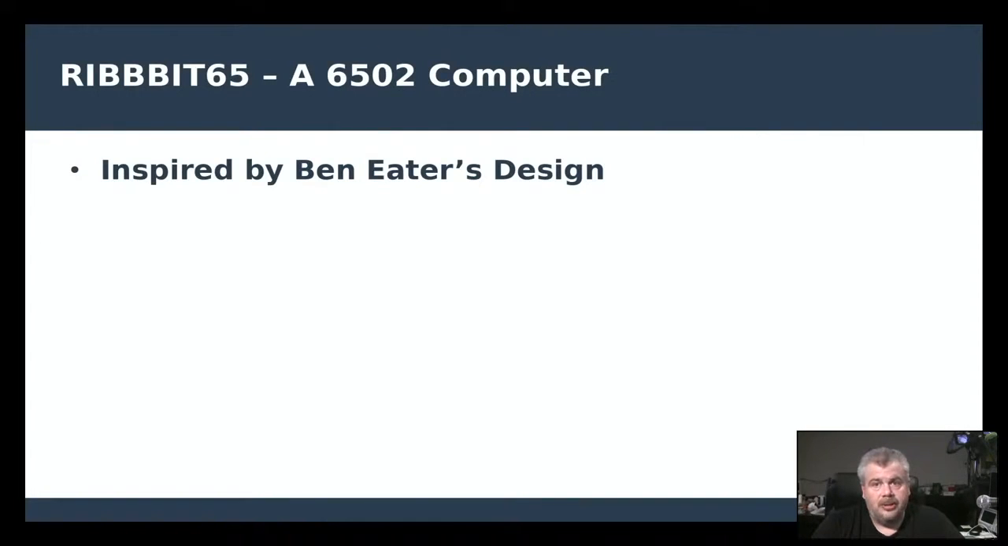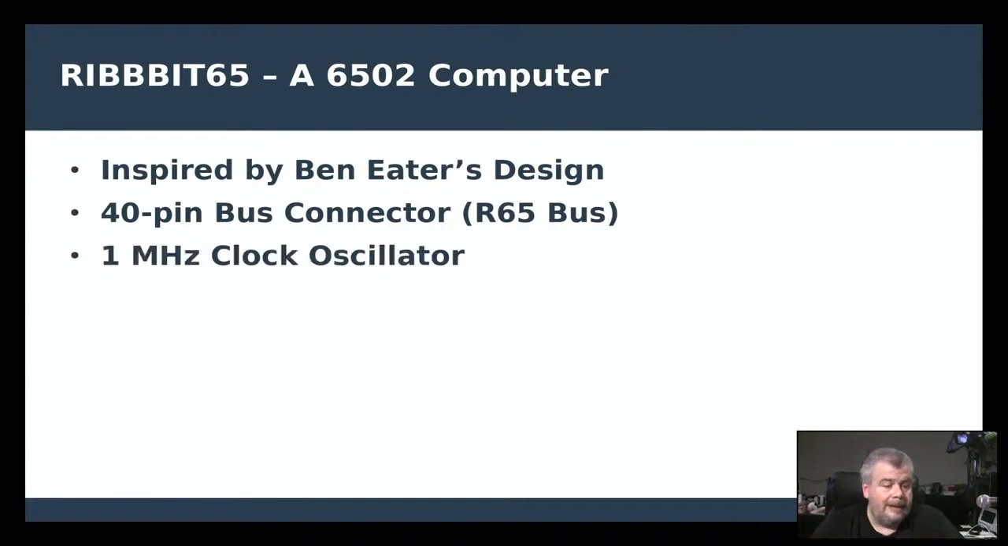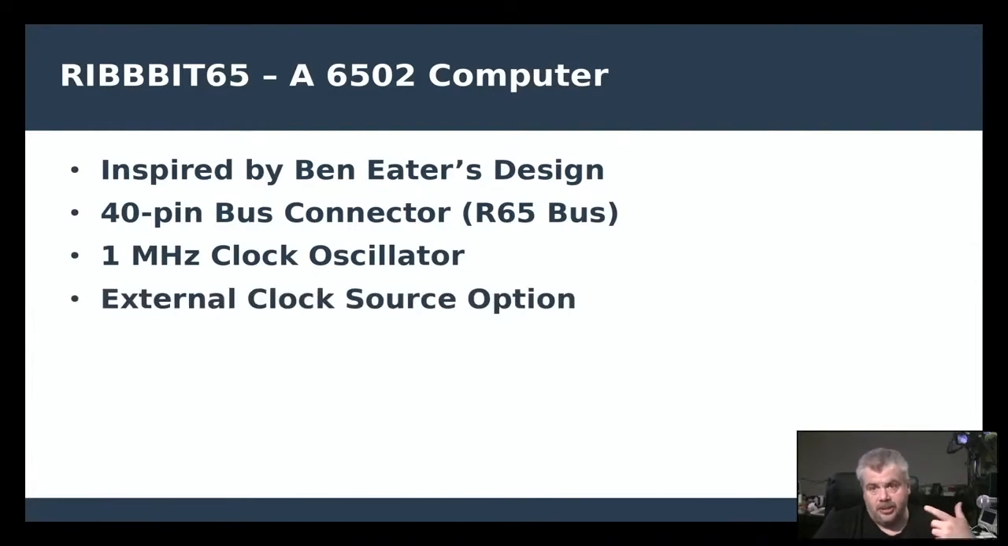So, for starters, let's take a look at the RIBBIT65, which is my interpretation of Ben Eater's design, right? It's got a 40-pin bus connector, which I call the RIBBIT65 or R65 bus. It's got a 1 megahertz clock oscillator, and an external clock source is available on the RIBBIT65 bus.